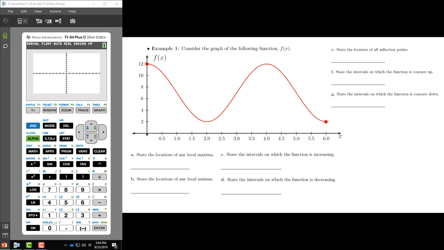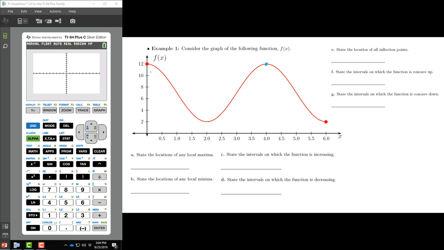All right, so let's do an example here where we're taking a graph and trying to locate some of the important parts of it. In part A, it says state the locations of any local maxima. So where am I at a maximum? Well, definitely up here, I'm at the top of a hill right here.